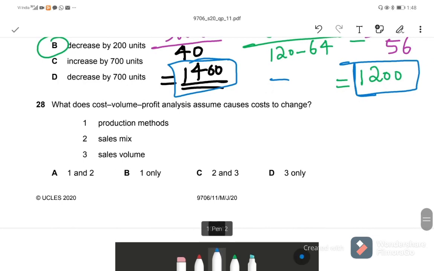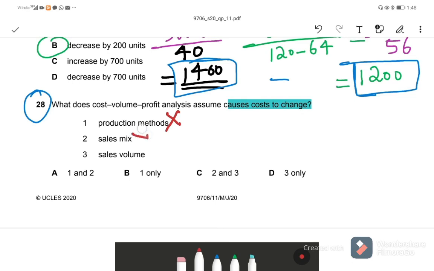28. What does cost volume profit analysis analyze? Assume costs change. Cost volume profit analysis mainly analyzes the sales volume. The first one is wrong, the second is wrong. It's easy. Sales volume. So the correct answer is 3. Question 28, the correct answer is D.